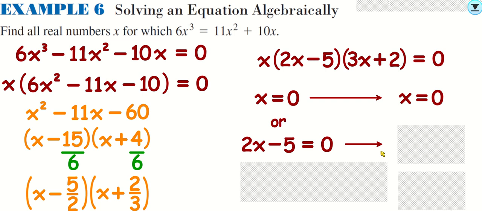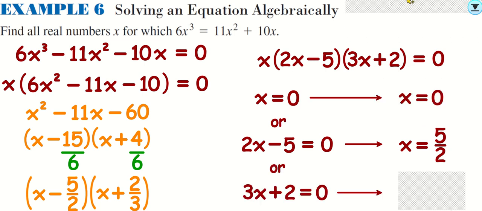factor could equal 0, and when you solve that one, a final answer could also be x equals 5/2, and then or this 3x plus 2 binomial factor. So you set all the factors equal to 0, and then you solve them separately. And this one would eventually result in an answer of negative 2/3. Okay?